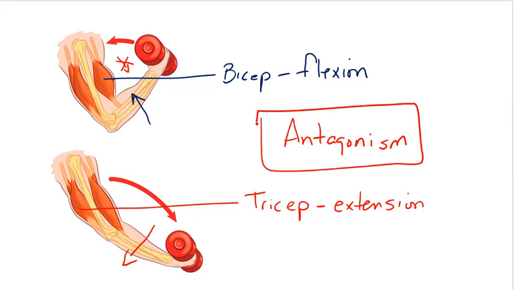We normally think of antagonism in a negative term, right? Like when my wife antagonizes me. But here it's a good thing. They work together to allow movement in each direction.